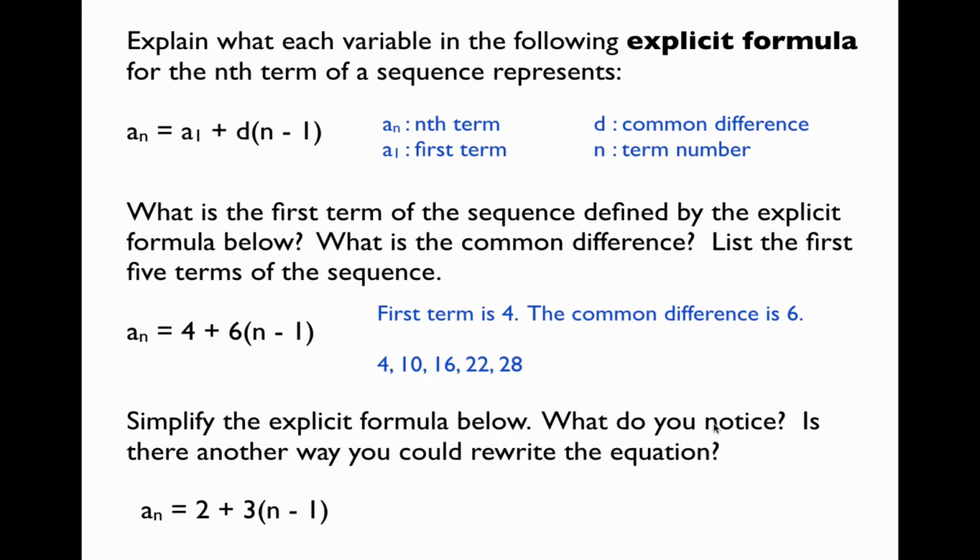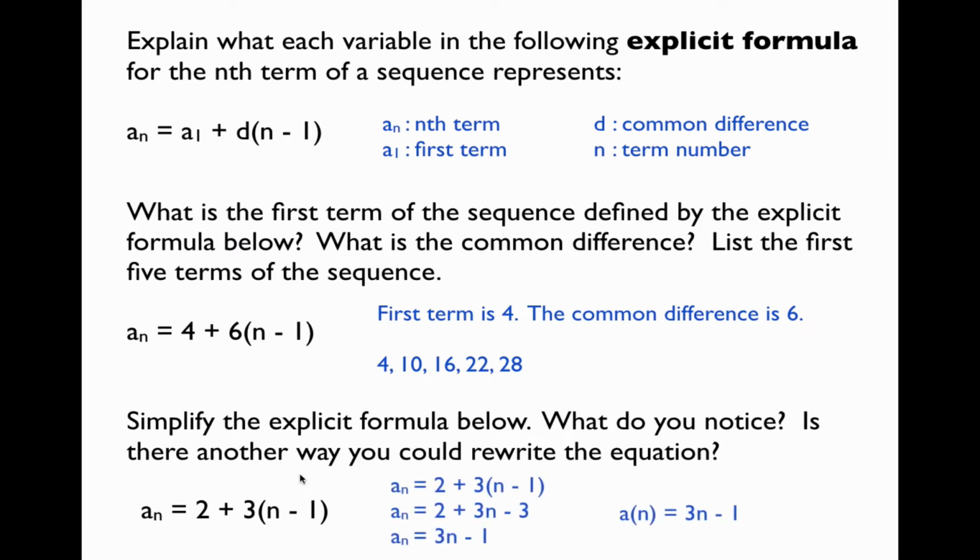And finally, simplify the explicit formula below. What do you notice? Is there another way you could rewrite this equation? So why don't you pause the video and simplify, which means if there's any multiplication to perform or any terms to combine, do all that until you can do nothing else, and then you've simplified the expression on the right-hand side. So pause the video and let's see how you do.